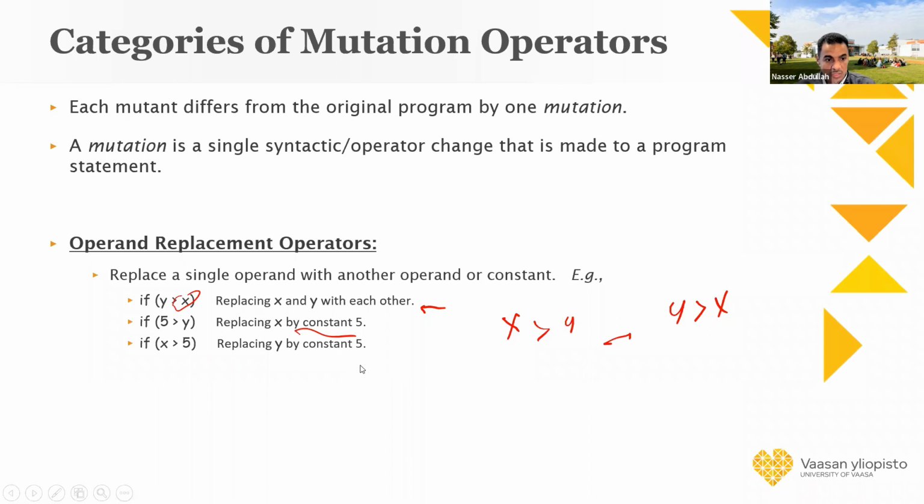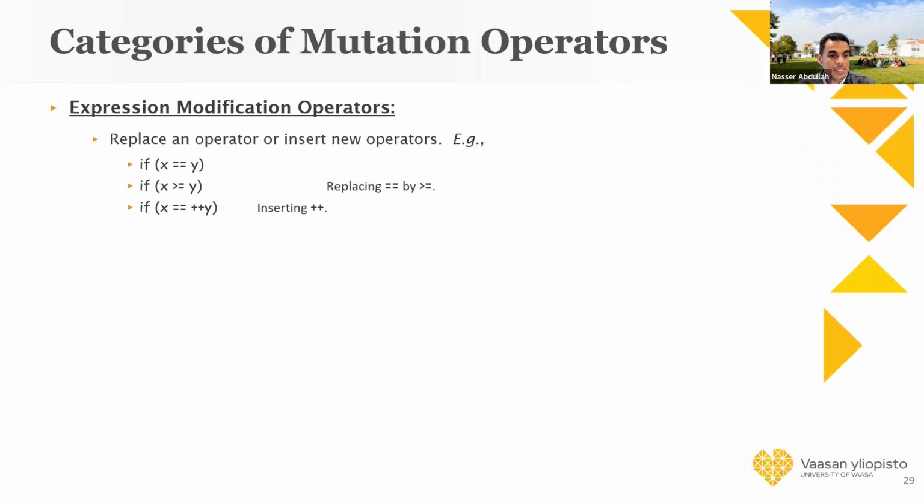So here is the second one, related to the expressions. For example, it was greater than, and I change it to greater than or equal. And then plus, we can increase by one, the increase operation. So this is how we can do mutations.